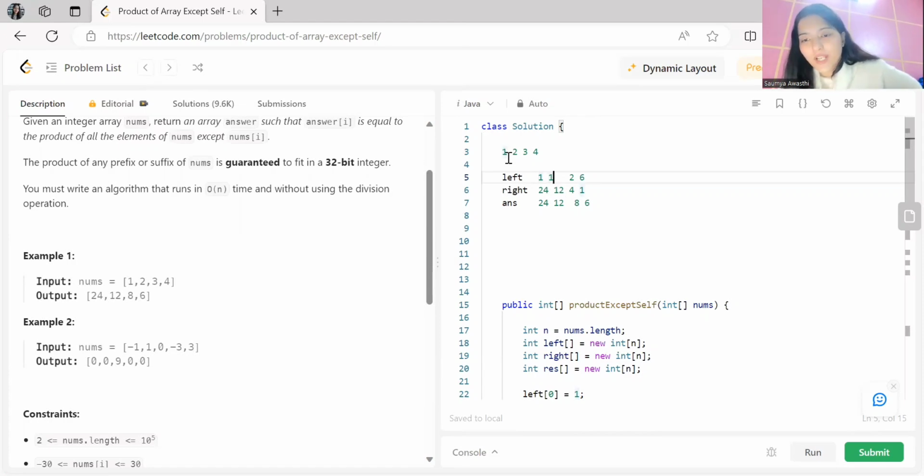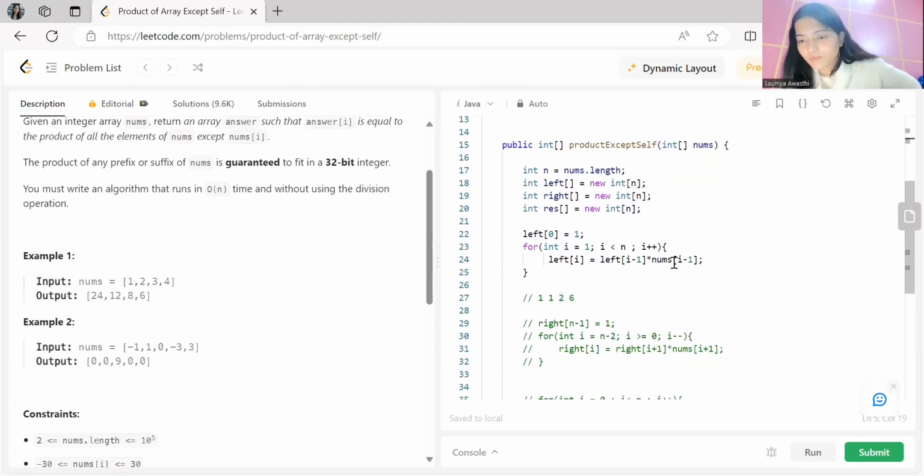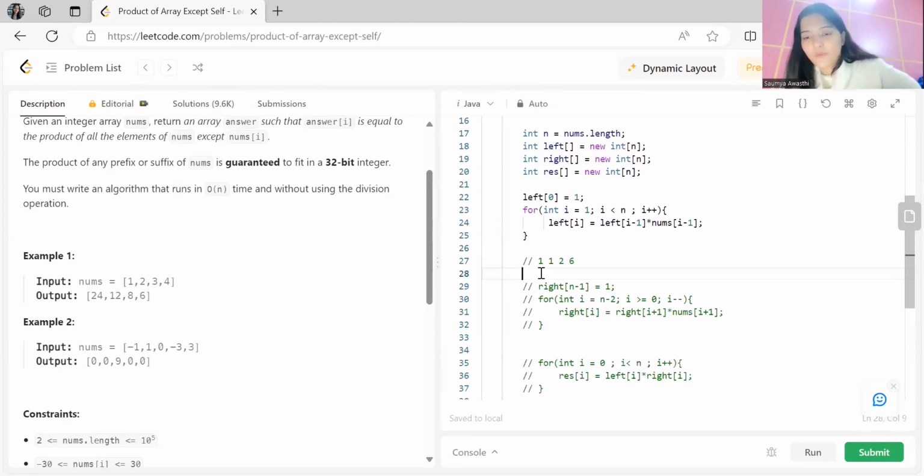Similarly, when I would be 2, take the element from the left of I minus 1 position, that is left of 1. So what is that? 1. And nums of I minus 1 position, that is 2. So 2 into 1, you will get 2. So that's what we placed at nums of 2. And similarly, we calculated nums of 3. Right? So we have got 1, 1, 2, 6.